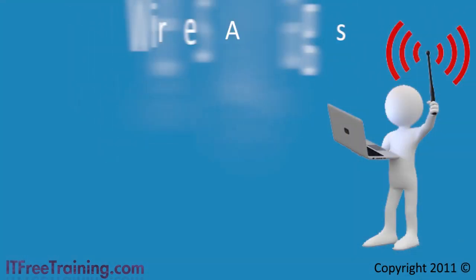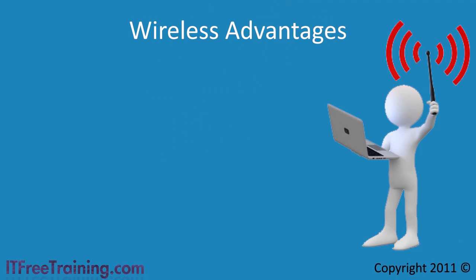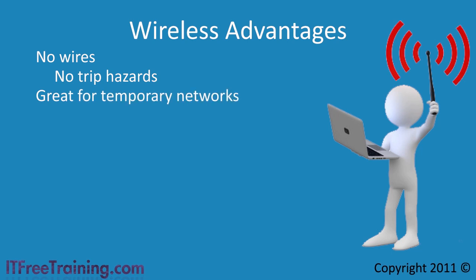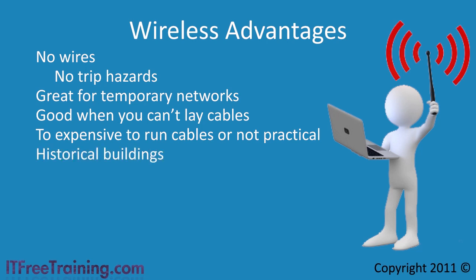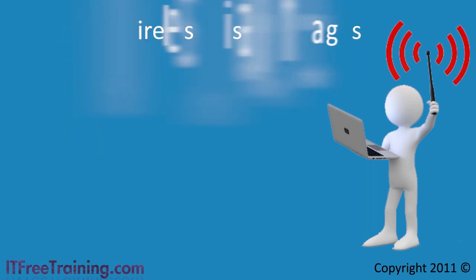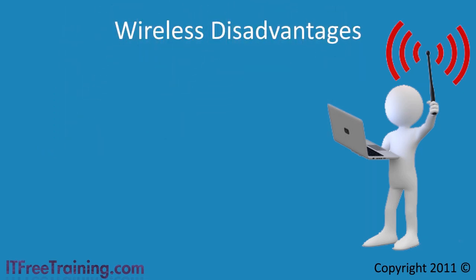First of all, I will look at the advantages to wireless networking. The biggest advantage with wireless is, well, it requires no wires. This means no trip hazards. This makes it great for temporary networks. Wireless may also be your only solution if you cannot lay cables. This may be because it's too expensive or difficult to lay cables, or maybe you can't get permission, for example, with historical buildings. Of course, there are some disadvantages with wireless networking.